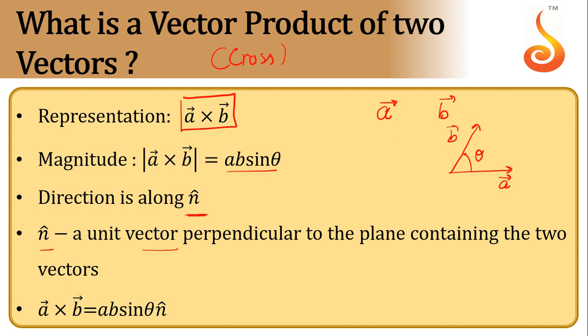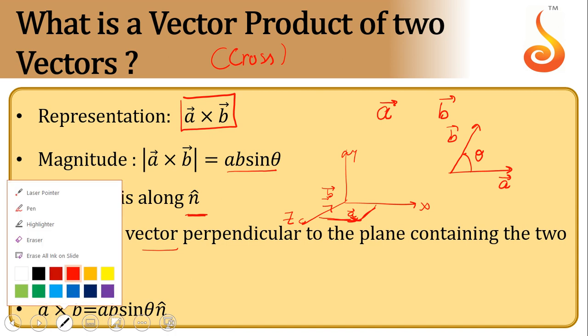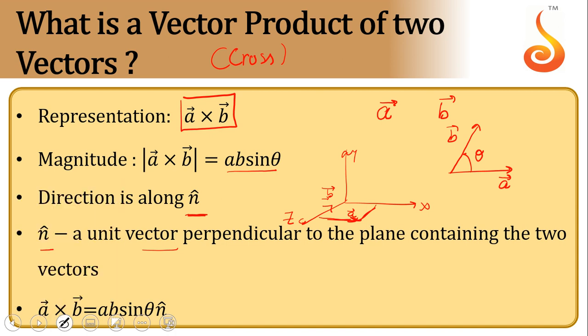For example, if I consider, say, this is the x-axis, this is the y-axis, and this is the z-axis, and assume that this is the plane which contains the vectors A and B. Then the vector which is the cross product of these two is perpendicular to this plane, maybe in this direction or maybe in this direction, and there are rules to find out the actual direction.